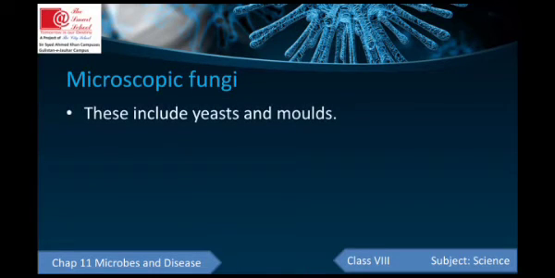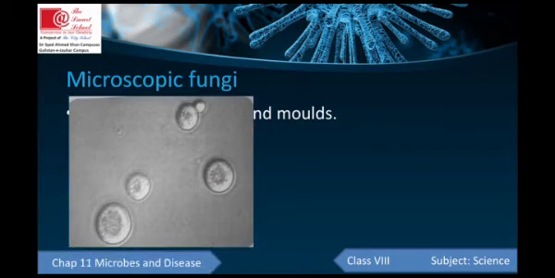Microscopic fungi. These include yeast and molds. Here is a picture of yeast. Yeast cells seen under a microscope look like tiny balls. They reproduce by growing buds on the side. When the buds are big enough, they drop off.